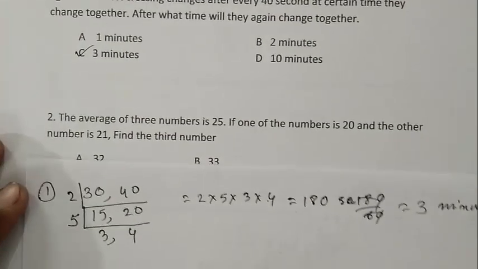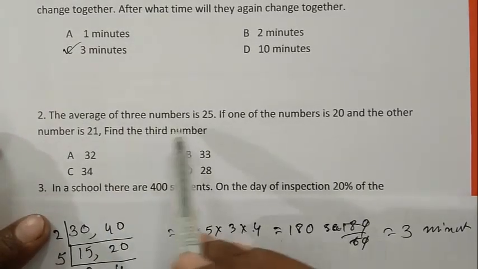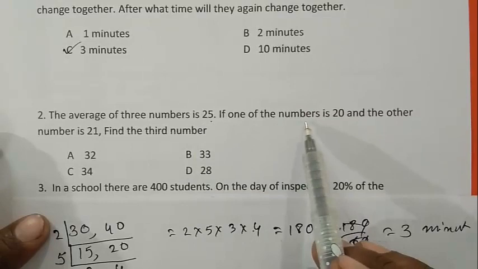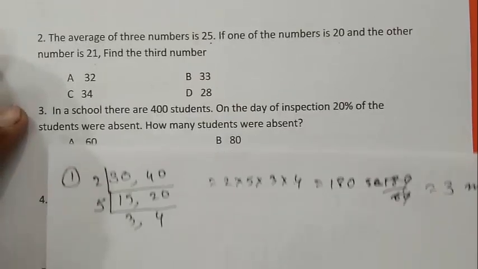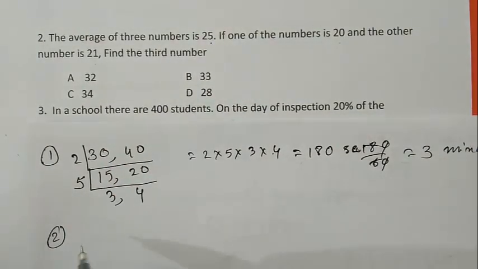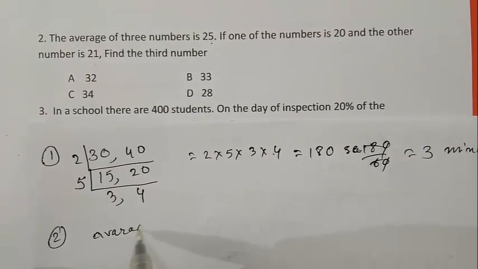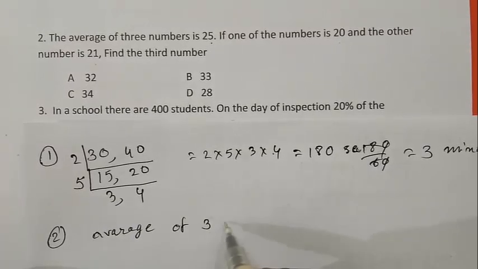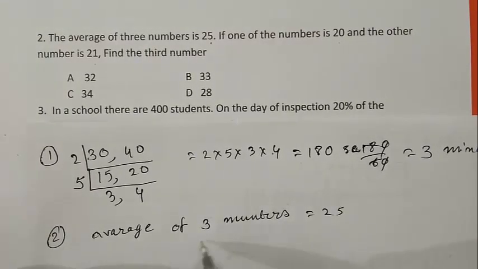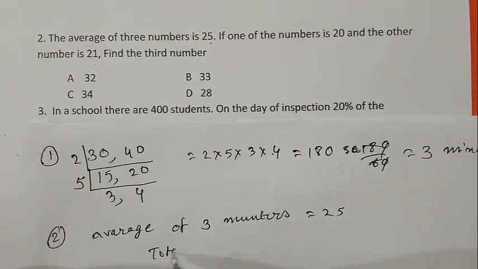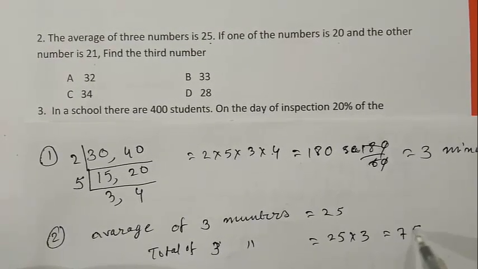Coming to the next question. The average of three numbers is 25. If one number is 20 and the other number is 21, find the third number. First we write it in average of three numbers, 25. Total of three numbers, that is 25 into 3, that is 75.